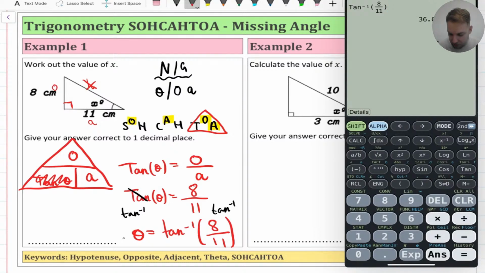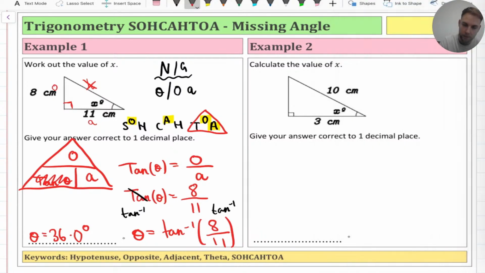And there's your answer. They want it to one decimal place. So theta, my angle, is equal to 36.0 degrees. There we go. It is tough, there's loads going on. You've got to know all of those individual steps, and the only way you're going to get to know this is to practice it. I'm going to do one more, and then I'm going to ask you to have a go at some yourself.